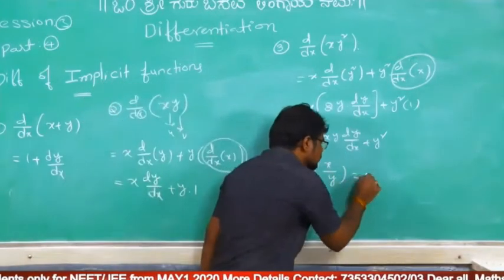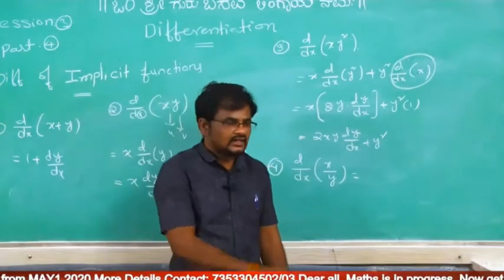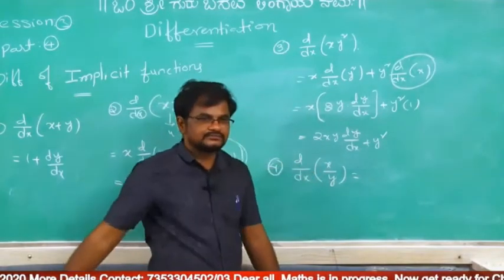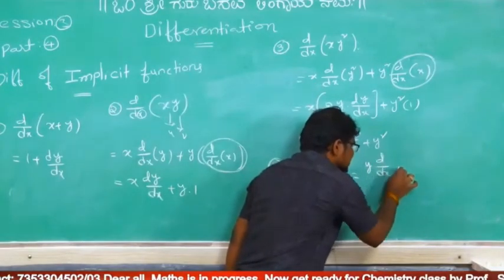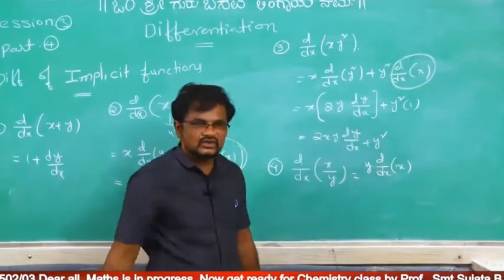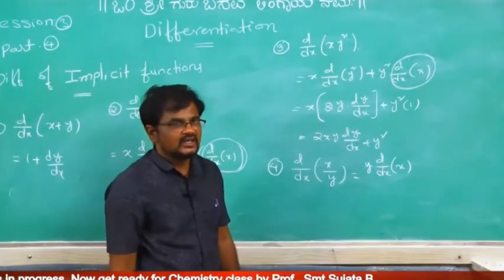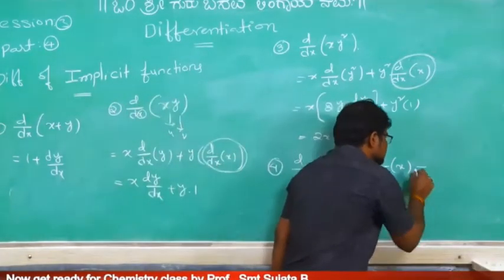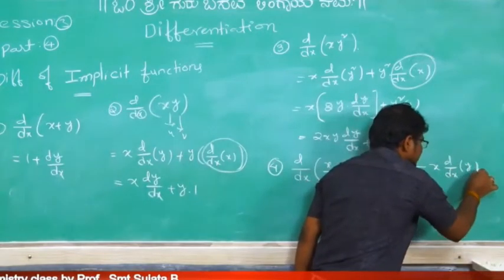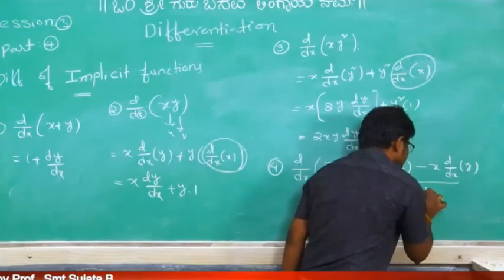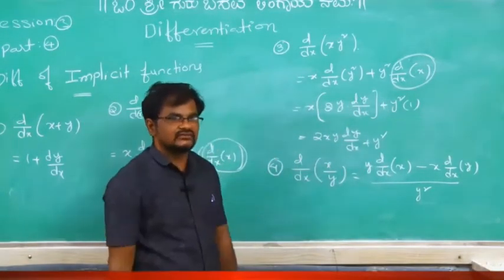That is equal to what? It is a quotient rule. We have to apply now the u by v formula. So y into d by dx of x. What is the quotient rule? v du by dx minus u dv by dx by v square, minus x into d by dx of y, whole divided by v square, means y square. Once again listen. This is u and this is v.